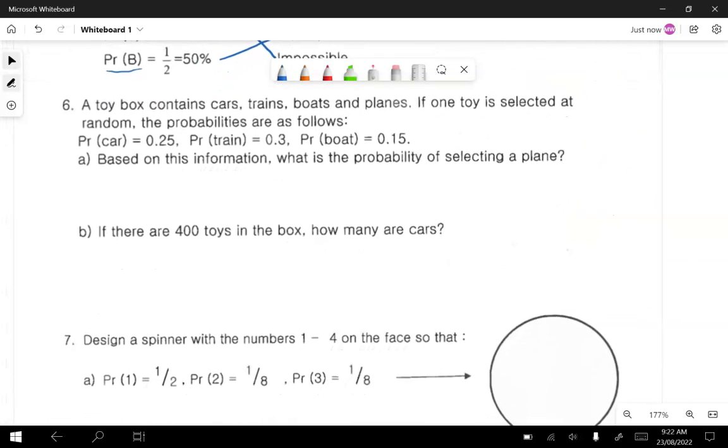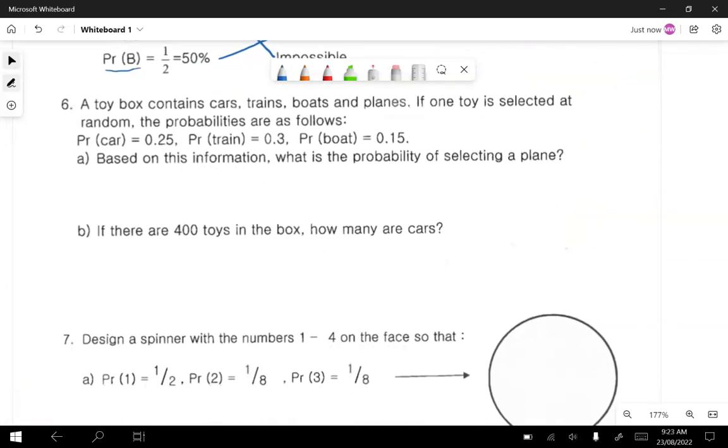Let's move on to question 6. Question 6, we've got a toy box that's got cars, trains, boats, and planes in it. If one toy is selected at random, the probabilities are as follows, and they give us some probabilities of us pulling out each of these items here. But what we don't know is the probability of selecting a plane.